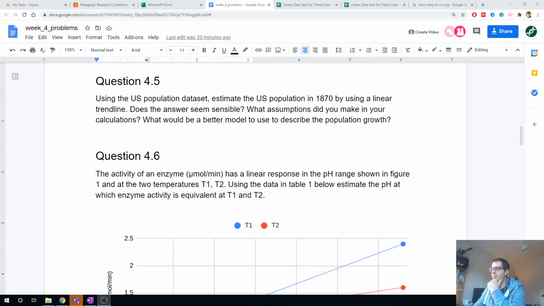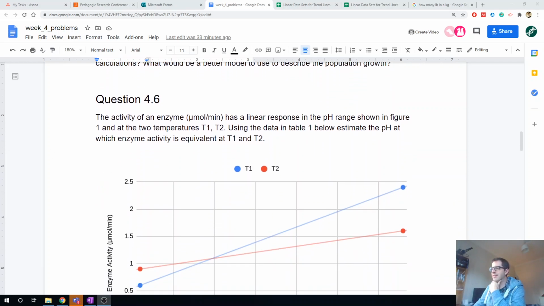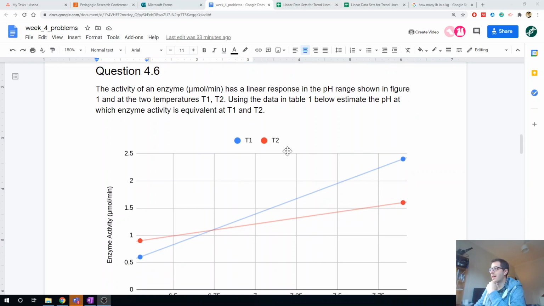Okay, question 4.6. The activity of an enzyme in micromole per min has a linear response in the pH range shown in figure 1 and at the two temperatures T1 and T2. Using the data in table 1 below, estimate the pH at which enzyme activity is equivalent at T1 and T2.